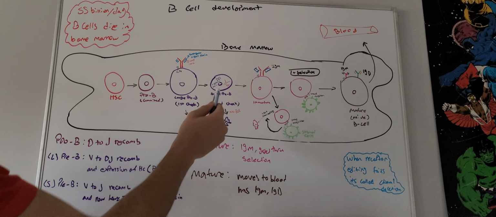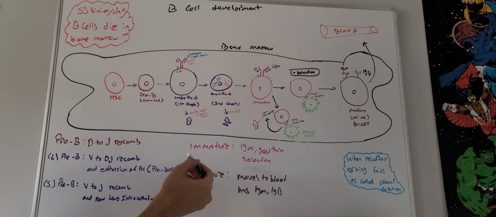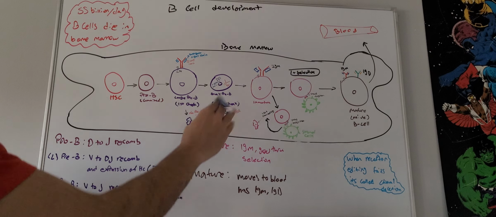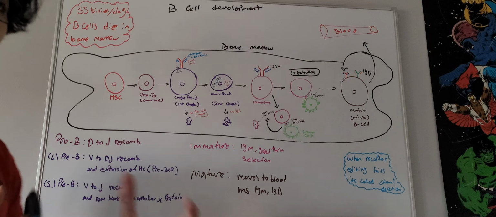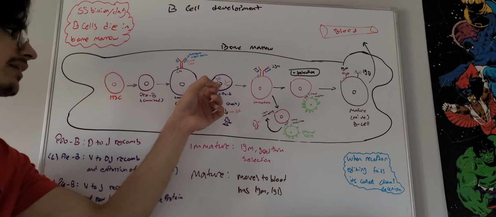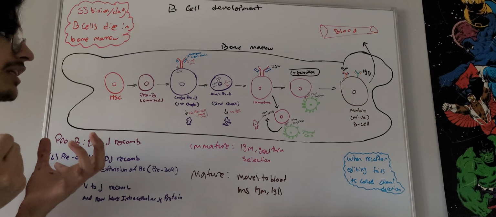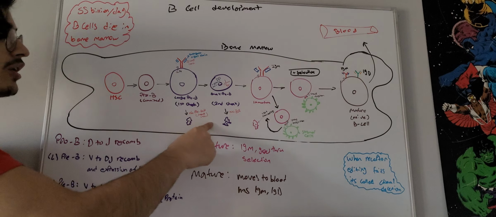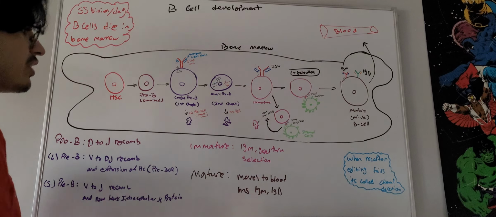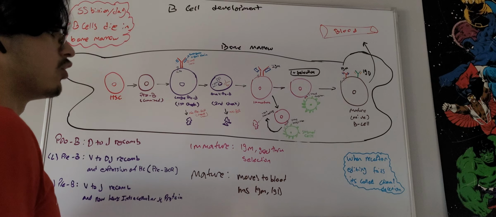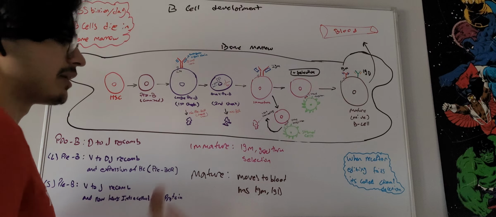Actually, before we do that, the small pre-B is your second checkpoint. Okay, so the first checkpoint was large pre-B. Second checkpoint is your small pre-B. In the small pre-B, if you cannot make a B cell receptor, okay, so if you can't combine the light chain and the immunoglobulin heavy chain together and make a functioning pre-B cell receptor, you're going to go through apoptosis. Okay, so your second checkpoint is if you cannot make a B cell receptor. Okay, no B cell receptor complex. That's that. Now let's say you did that though. Let's say you made that.